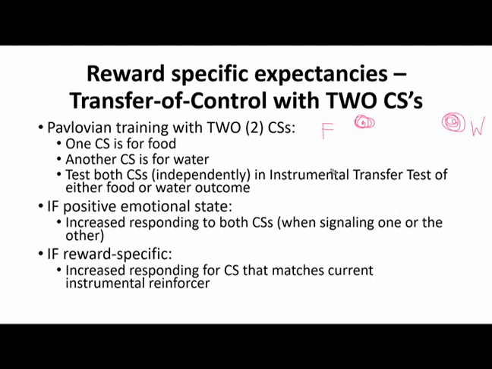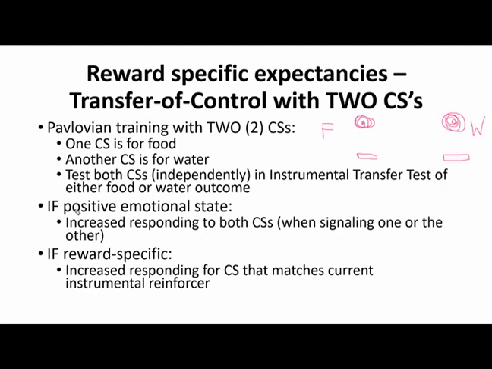Then we could do the instrumental conditioning part of it, where there would be a lever, one on the left, where when they press this lever, they receive food. One on the right, where when they press this one, they receive water. And then for the testing phase, we would allow the rat access to pressing the lever, and we would see what the lever pressing looks like when either the left light is lit or the right light is lit.